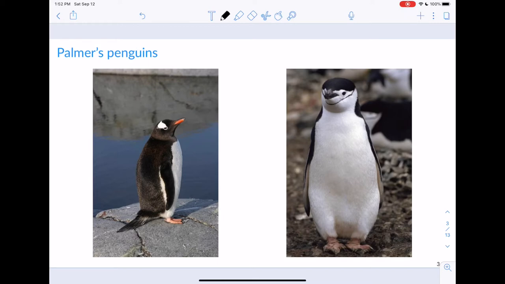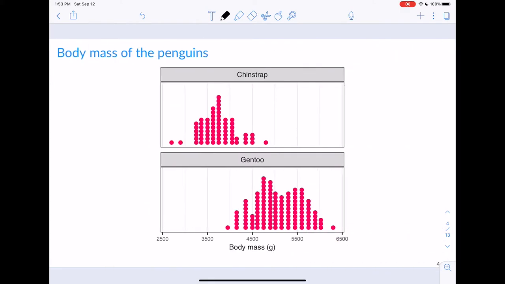So we're going to begin by looking at some data. This data comes from a research study by a researcher named Palmer, and she collected data on three different species of penguins. What I have here are two different species. The penguin on the left is a Gentoo penguin, and the species on the right is a chinstrap penguin. We're going to look at data that involves all of these different penguins, but right now we're going to compare the Gentoo penguins to the chinstrap penguins. Specifically, we're going to look at the body mass.